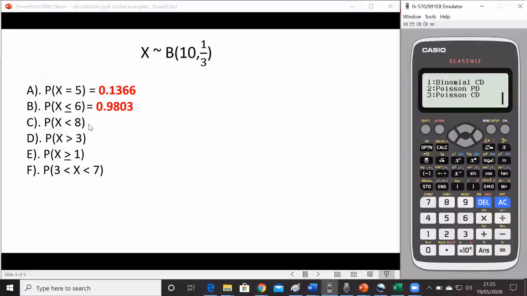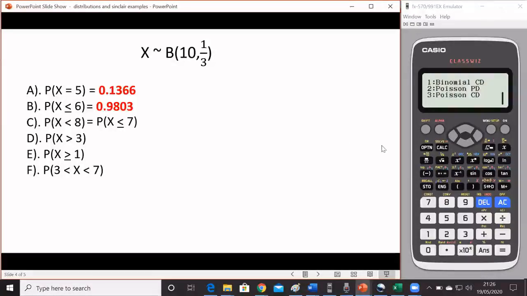Part C says probability x is less than 8. With all the other scenarios, C, D, E, and F, you've got to be able to use binomial CD. We can't turn an inequality into an equality, so there's no way we can use binomial PD. But what we can do is make that less than or equal to, because strictly less than 8 successes is the same as saying less than or equal to 7 successes. Because if you're less than 8, you're not 8. The next one down is 7, and then that will be inclusive. So you convert it into probability x is less than or equal to 7.